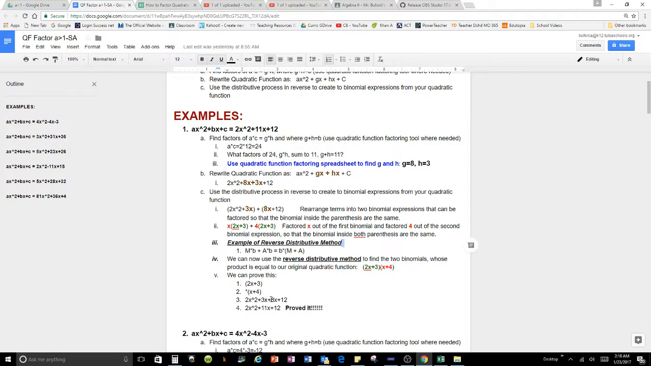Then we add the like terms. 3x and 8x is 11x. And voila, there we go. So we see this is not magic. This does give us exactly what we started with. And that's how it works. So let's look at another example here.